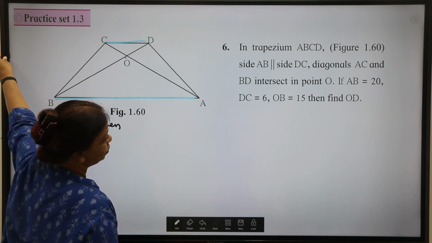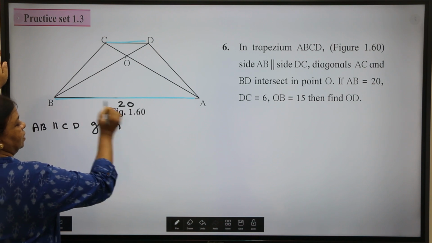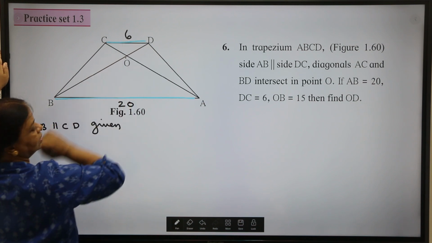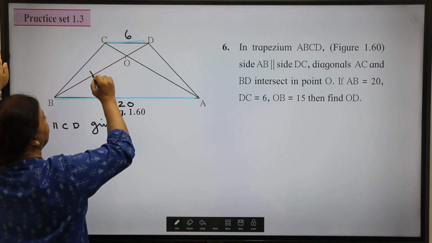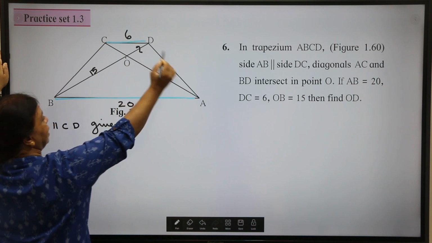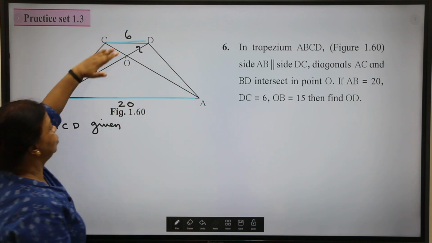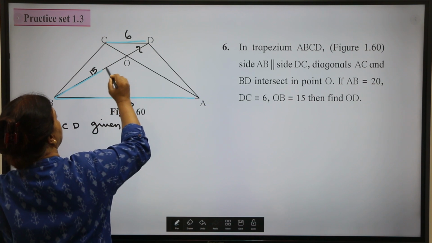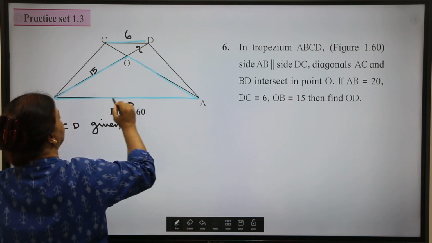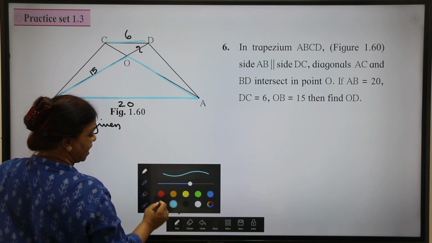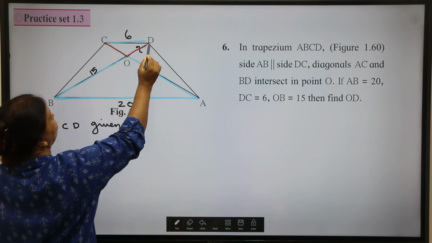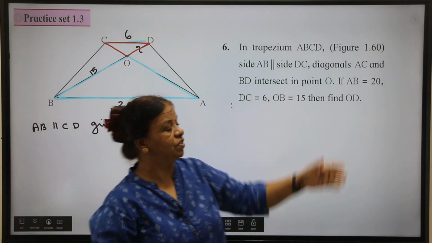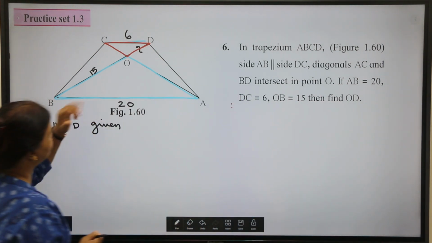AB is given 20, CD is given 6, and OB is given 15. We need to find out OD. So if I prove these two triangles similar, that is triangle BOA similar to triangle COD, then I can write the corresponding sides and place the values which are given and find the value. Okay, let us prove it.